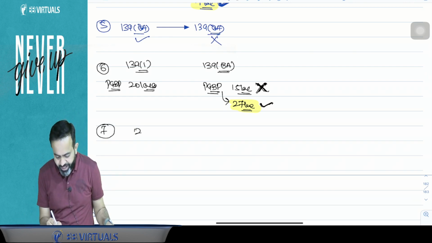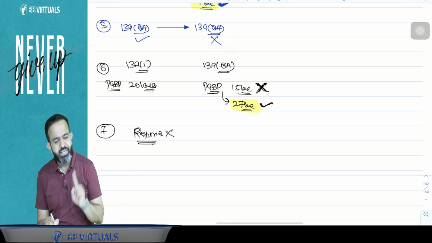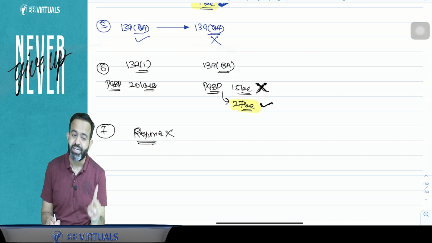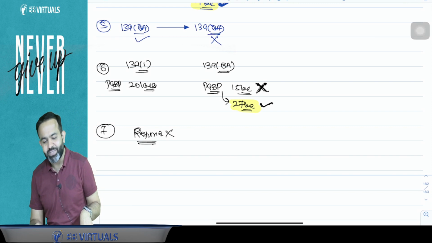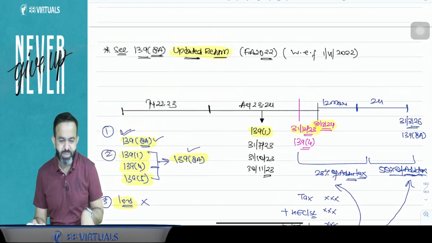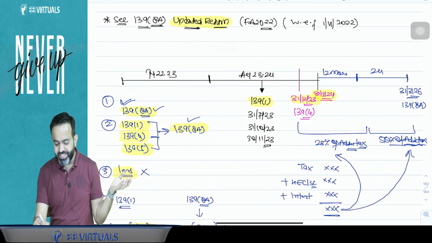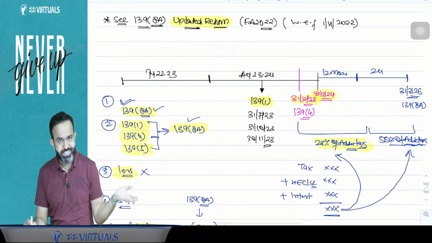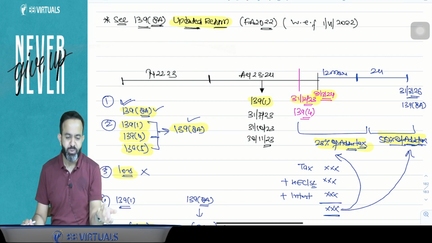Answer is no. Under updated return, refund is not possible. You cannot claim the refund in the updated return. So in simple words, I can say that this section is beneficial for the department, because the department will get the 25% extra tax or 50% extra tax. That is not for your use.